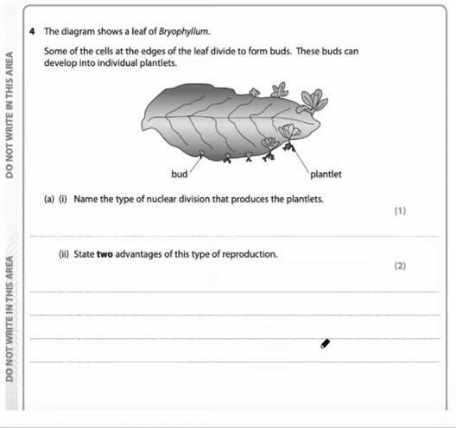Number 4. The diagram shows a leaf of Bryophyllum. Some of the cells at the edges of the leaf divide to form buds. These buds can develop into individual plantlets. Name the type of nuclear division that produces plantlets.